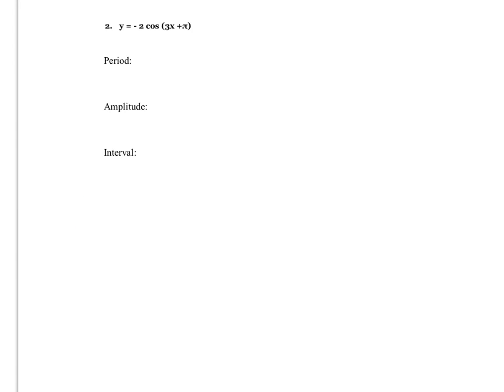Alright, I want you to pause the video and try to find the period, the amplitude, and the interval on your own. Once you have found all 3 of those, play the video again to see if your answers match up. Alright, so you should be getting 2 pi over 3 for the period. Your amplitude is going to be positive 2, and our interval is going to be negative pi over 3 to positive pi over 3. If you did not get this, we will address it in class.